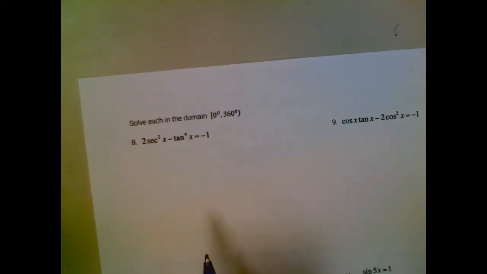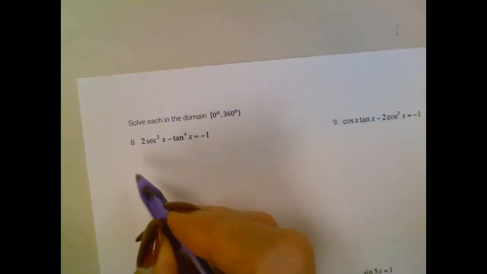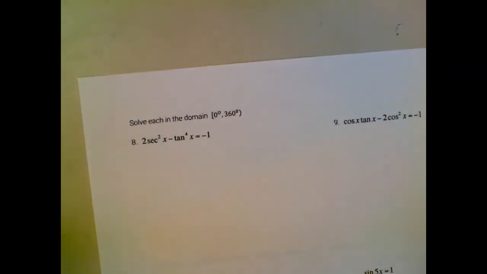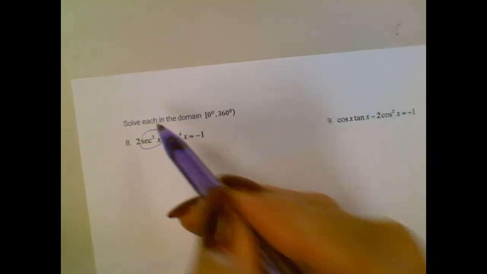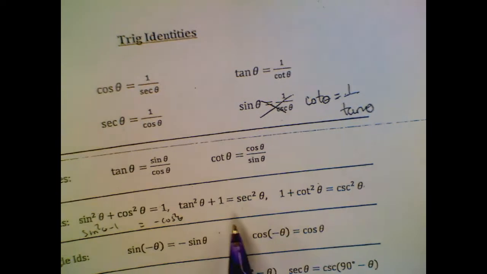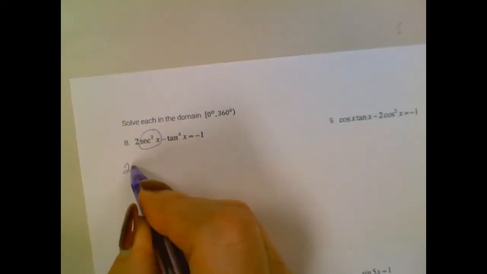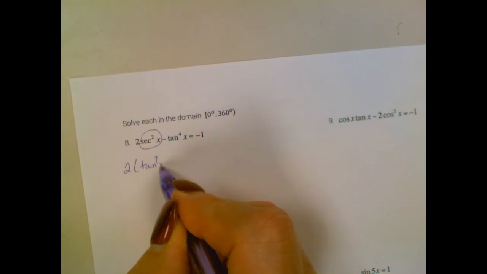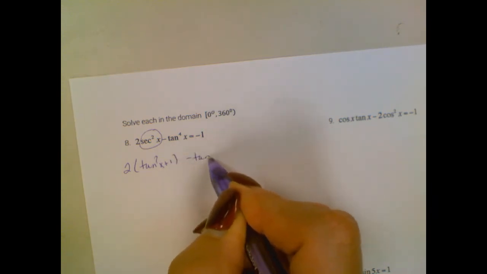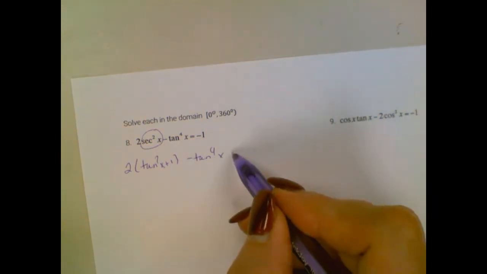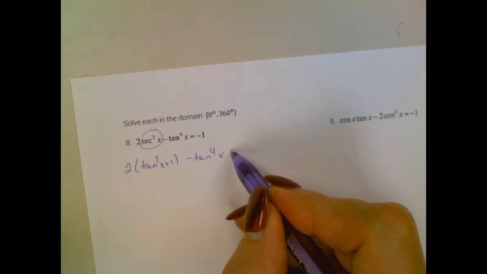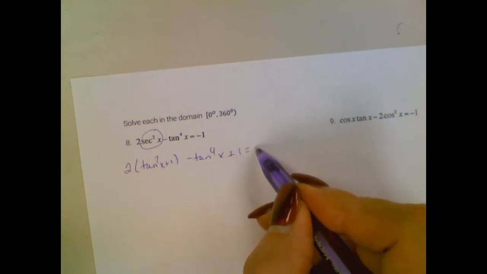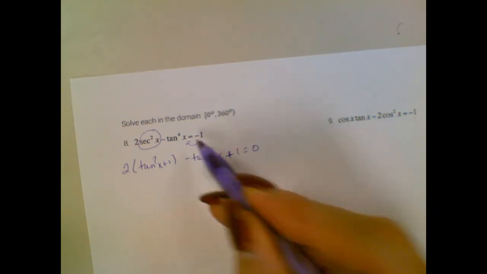All right, this is the back side of the review. So what you want to do is look at your identity sheet, because we already did this one. Remember we did this one on that root thing, but find secant. Secant squared is really tan squared plus 1. So we're going to replace secant squared with tan squared x plus 1. And I'm going to add the 1 over for a second. I added this 1 over.